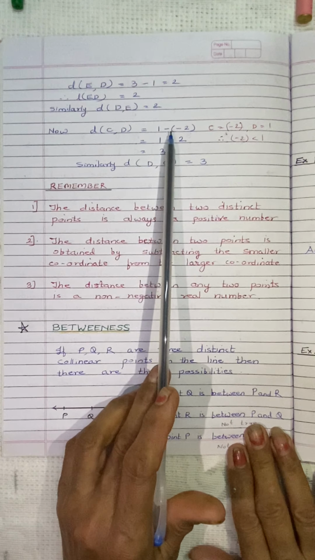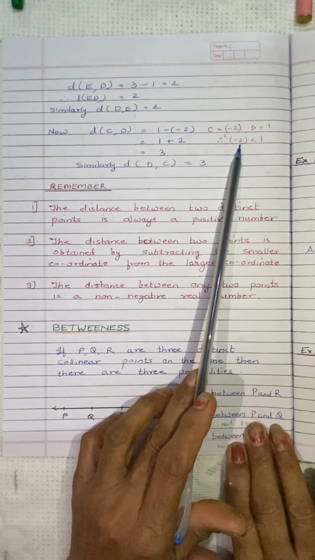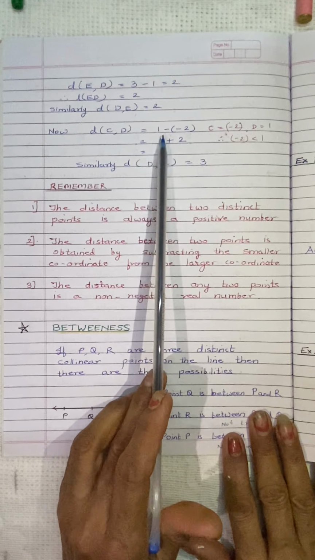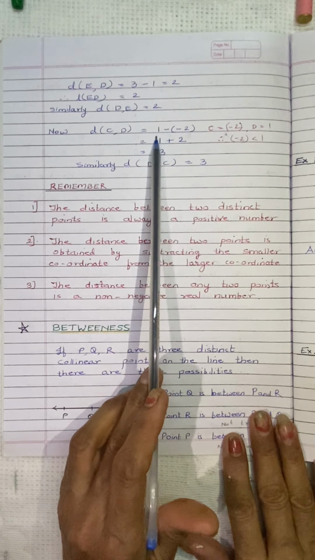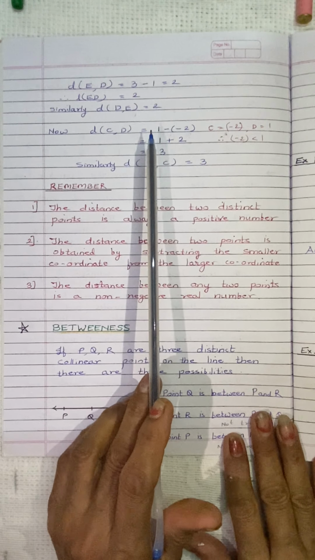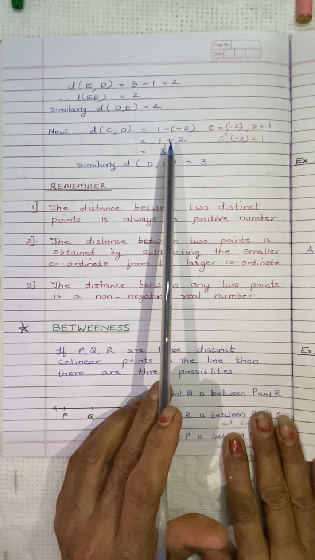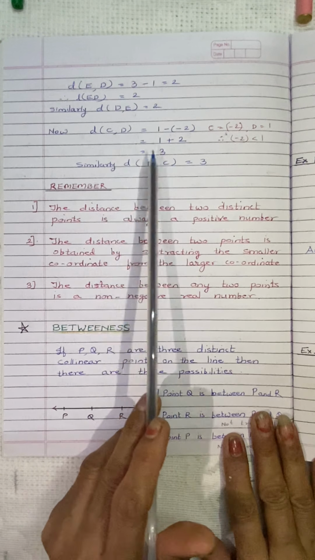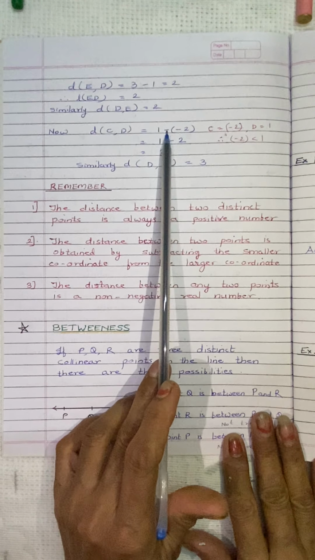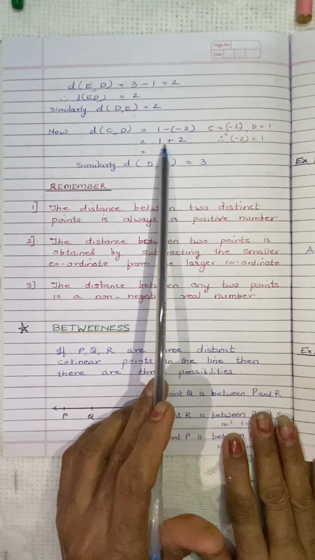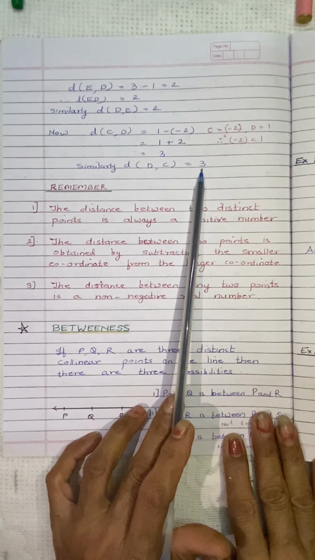So always subtract the smaller number from the greater one. So first we will write the greater number. Now all positive integers are greater than negative ones, and also remember that the numbers which come to the right of any integer are all bigger, and the integers which come to the left of any particular integer are always smaller. So then here 1 minus negative 2, negative into negative is positive, so 1 plus 2 is 3. Similarly, the distance between DC is 3. I hope it is clear.